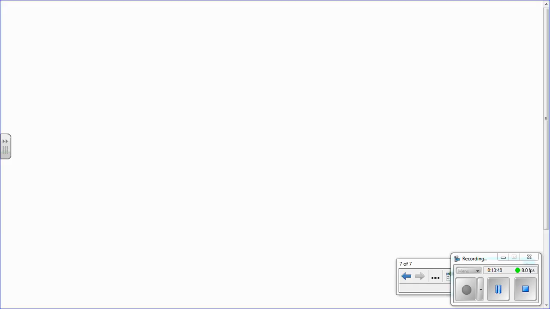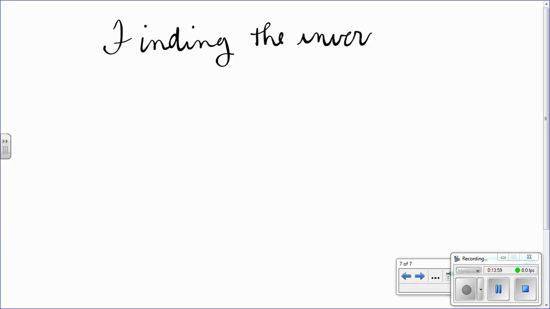Finding the inverse. Finding the inverse is really easy. It's like 4 steps, okay? Change f of x to y. That's an easy step.